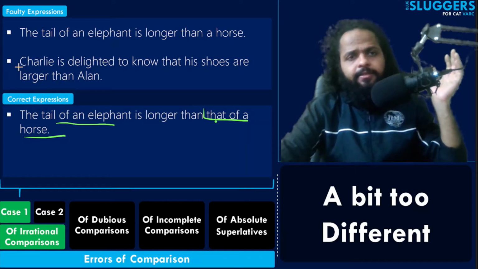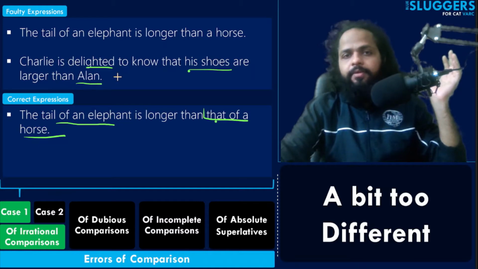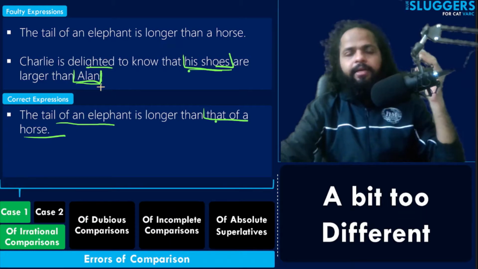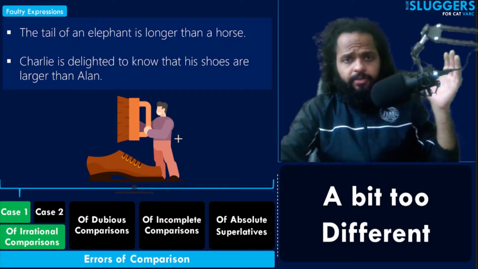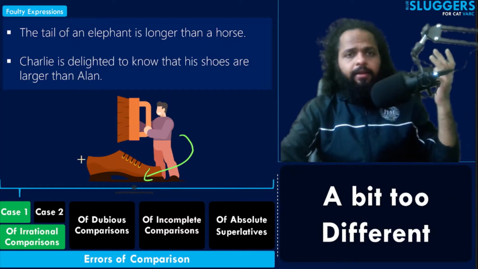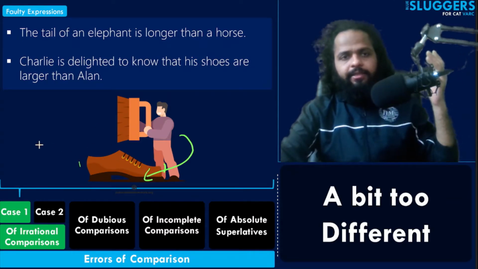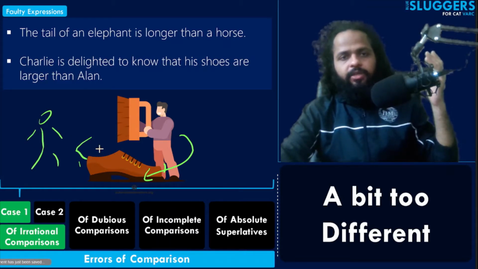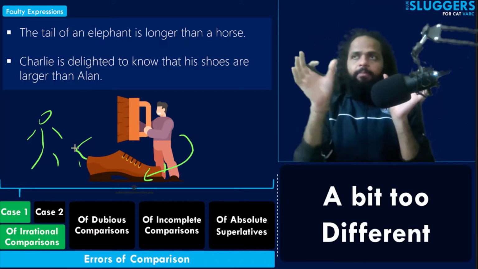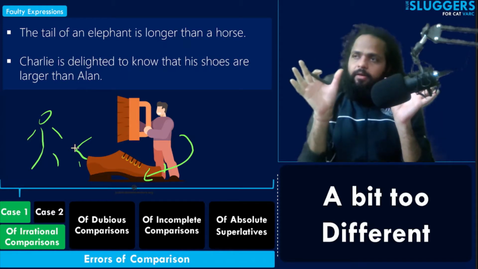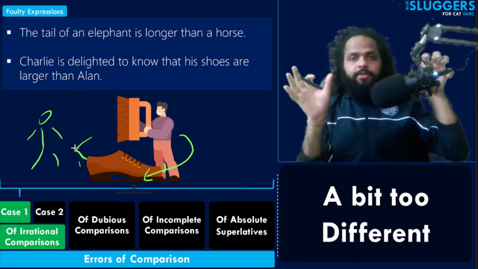Coming to the next sentence, it says Charlie is delighted to know that his shoes are larger than Alan. In this case, the items of comparison are his shoes, Charlie's shoes, and Alan. Again, this sentence seems to be implying that Charlie's shoes are so large that they are larger than Alan himself. So again, there's an incompatibility between the items of comparison. You can't compare a shoe with a person.